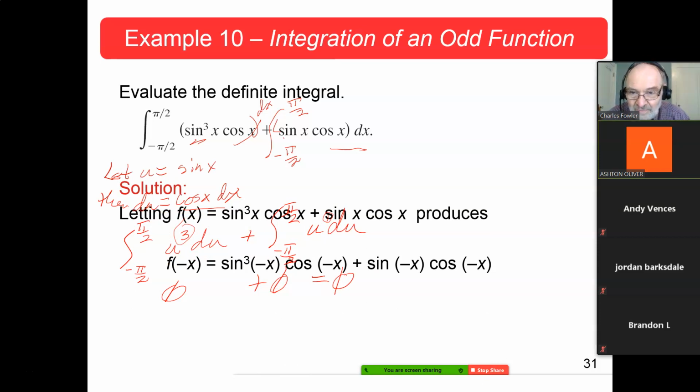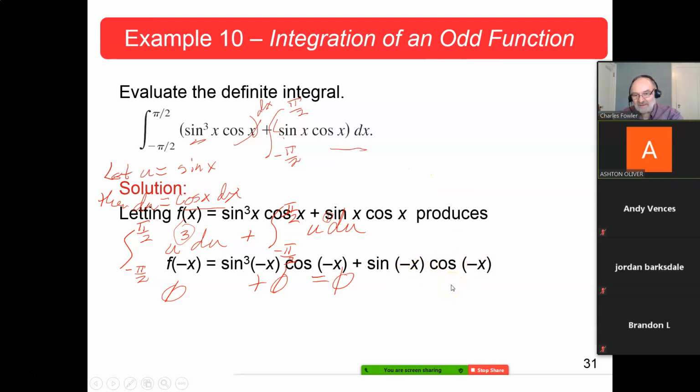Let f of x equal that. Oh, man. This is not how I would do it, but it is absolutely true. Then plug in and see what f of minus x is. Well, that would be sine cubed of minus x. Well, sine of negative x would be minus sine of x, because sine is an odd function. Cosine of negative x is cosine x, so that's an even function. So you have an odd times an even, that gives you odd. And then you have an odd times an even, that gives you odd.